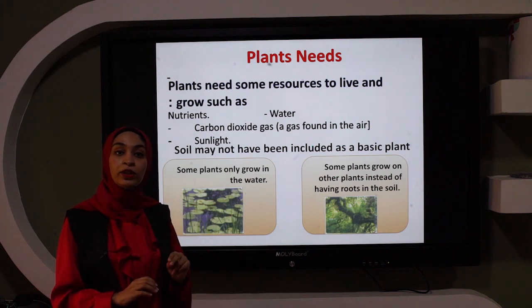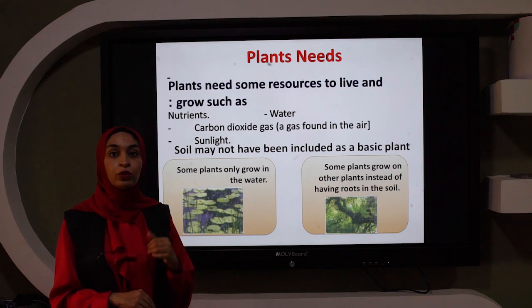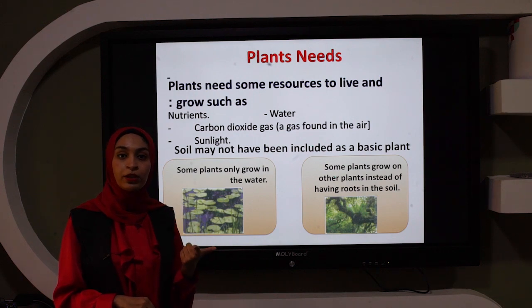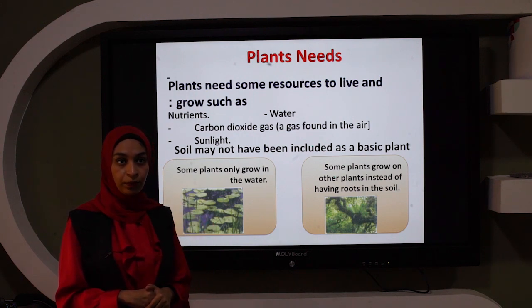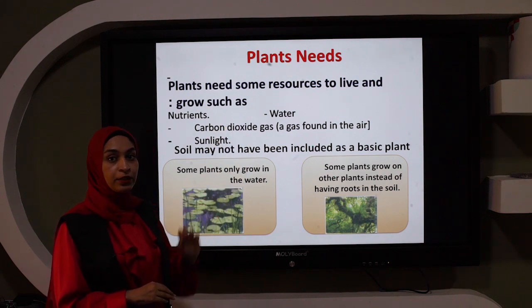Okay, so what are the basic needs again? What are the basic plant needs? Water and mineral salt, or we can say nutrients from the soil, carbon dioxide gas from the air, and sunlight from the sun. These are the basic needs.